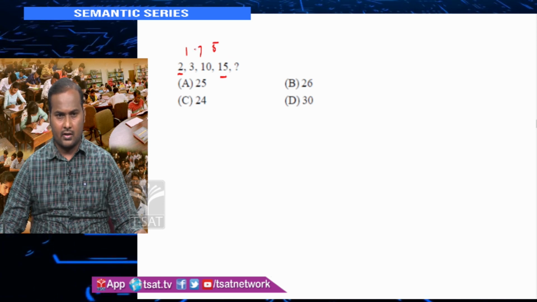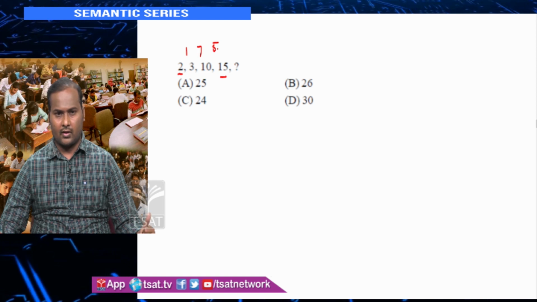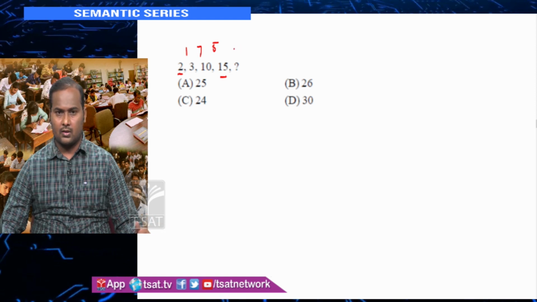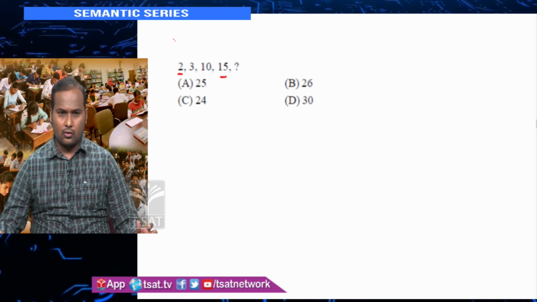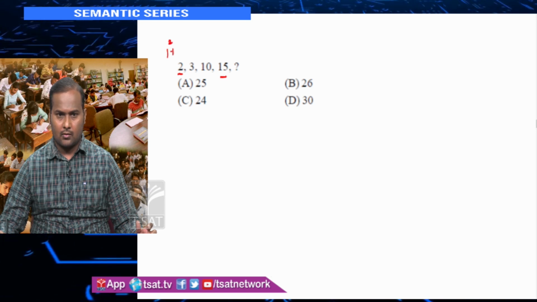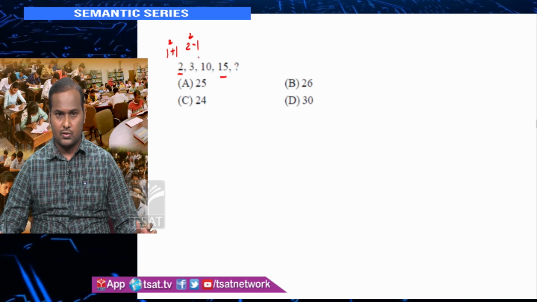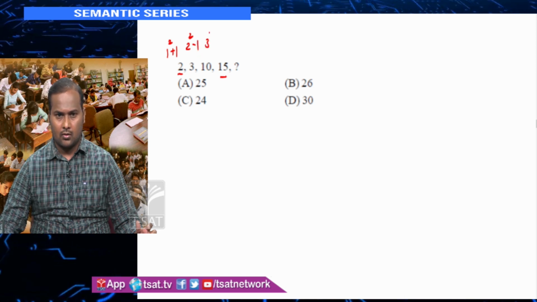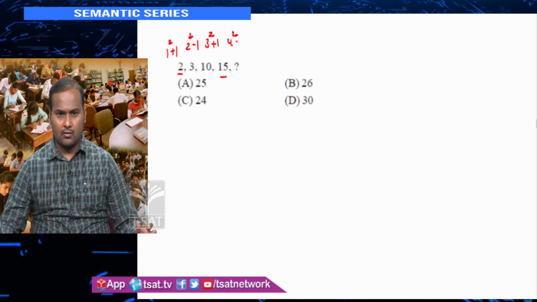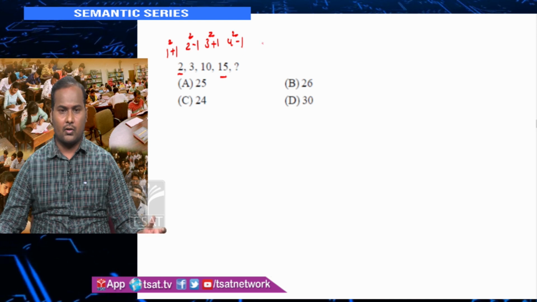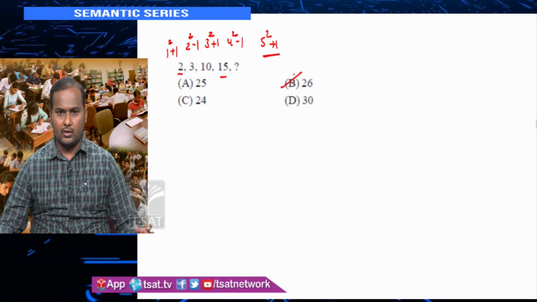And if you see this difference, I can't get any conclusion from it because it's 1, 7, 5 and what's next. So, it is not possible. So, when you are not getting it with the difference, check with squares and cubes. I can write 2 like 1 square plus 1, 3 as 2 square minus 1, 10 as 3 square plus 1, 15 as 4 square minus 1. So, what will be your answer? 5 square plus 1. So, your answer will be 26.